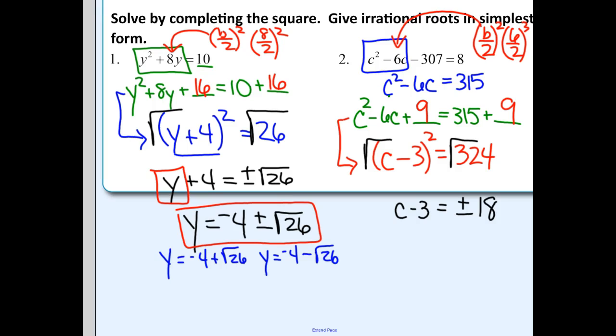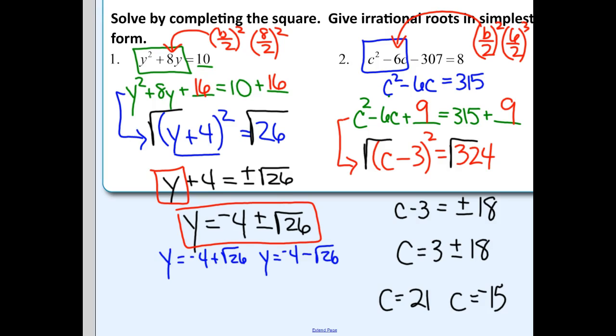Okay, we still need to get c alone. So we're going to add 3 to both sides. So c equals 3 plus or minus 18. And this time, we don't have a radical expression, so we can go ahead and figure out our two numbers. Okay, 3 plus 18 gives me 21, and then 3 minus 18 gives me negative 15. And there are my two answers. So a little bit different plan than what we're used to, but once we do it a few times, I think we'll be okay.